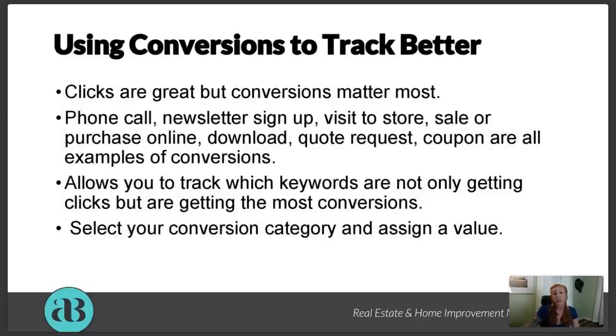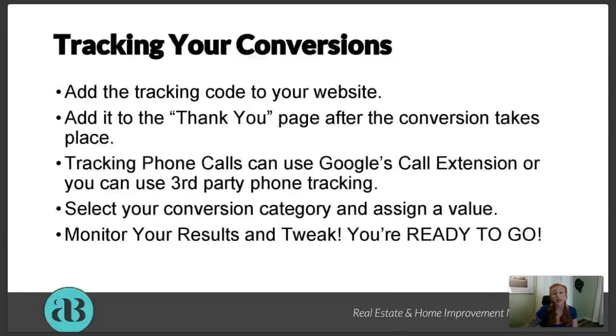So you simply want to select the conversion category that you are going to set up your conversion for, and you're going to give it a value. So if it has a monetary value with it, you're going to add that in. It's going to give you a tracking code that you can add to your website. So if there is a thank you page after someone signs up, that's where the code is going to go. You can have a developer do it, or you can do it yourself if you know how.